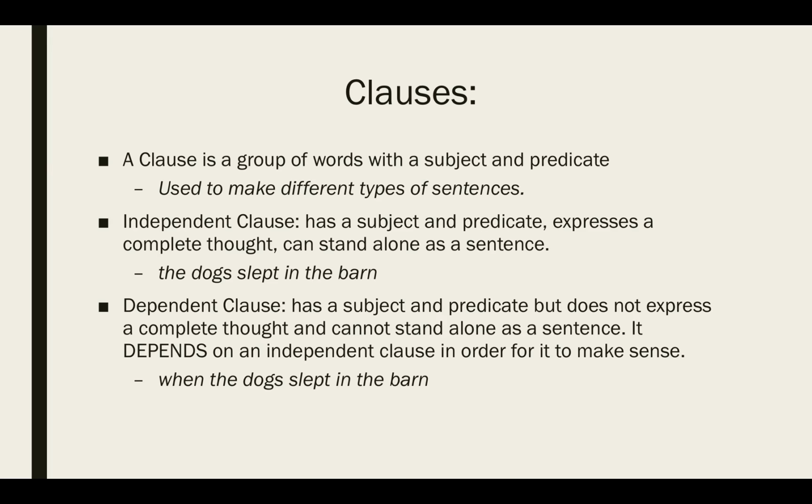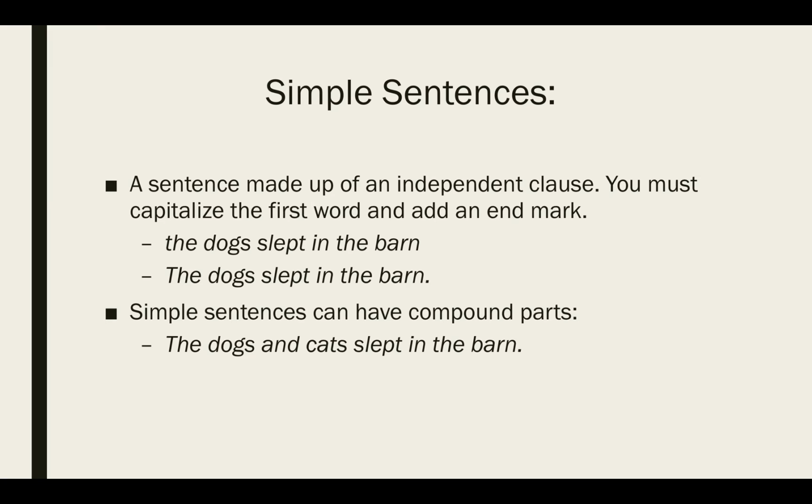For example, the dogs slept in the barn. A dependent clause has a subject and a predicate, but it does not express a complete thought. It cannot stand alone as a sentence. It depends on an independent clause in order for it to make sense. So a dependent clause might say, when the dog slept in the barn. I need more information for this to be a complete sentence.